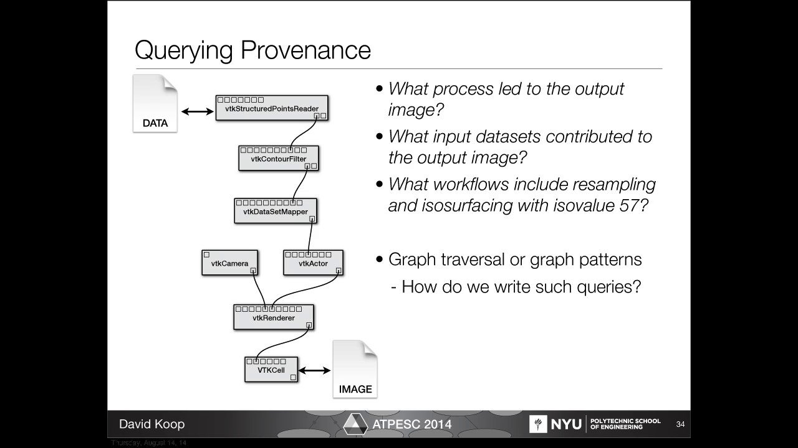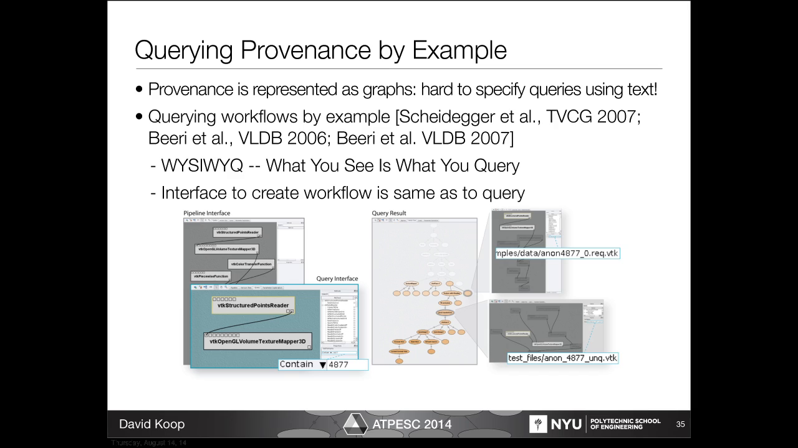In terms of querying provenance, you can ask normal data provenance questions, like what input data sets contributed to an output image, or what types of computations happened there. If you try to do this for complicated enough queries, you get into things like graph traversal or graph patterns. One of the solutions that VisTrails came up with, which has also come up in the business workflow community, is querying workflows by example. So, what you see is what you query. There's an interface in VisTrails where you can query the same way you would build a workflow.